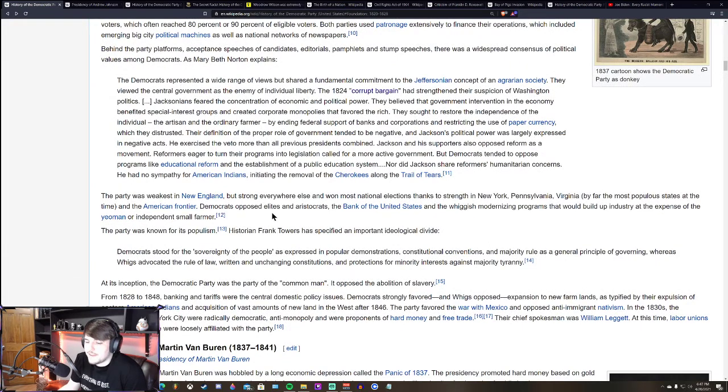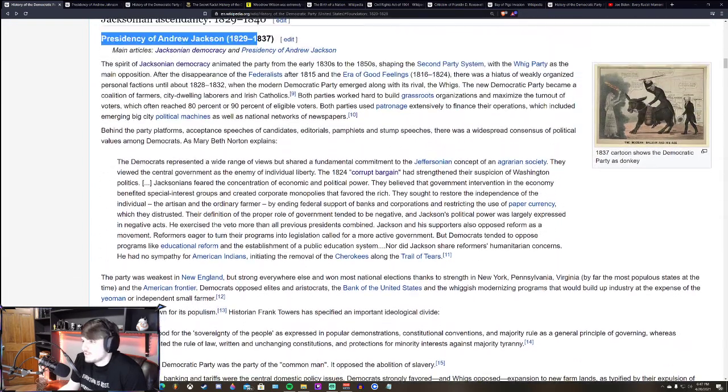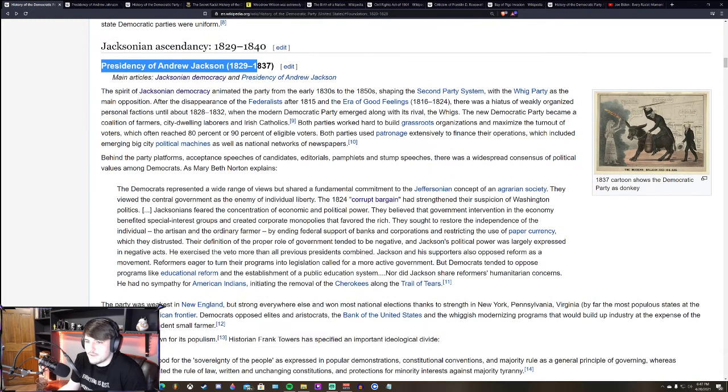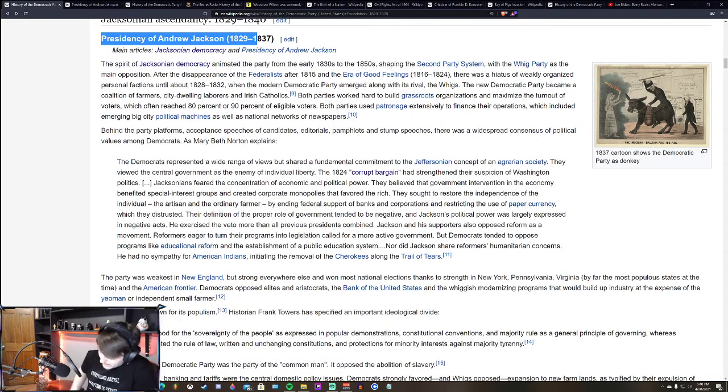It's crazy to me how much the Democrat Party has changed till today, you know, and how little it has changed as well. But yeah, I got some notes I'm gonna read. I just went through this whole thing and picked out what I care about.